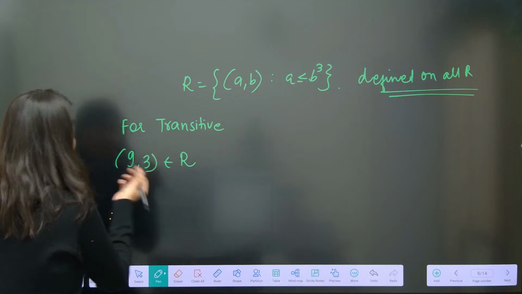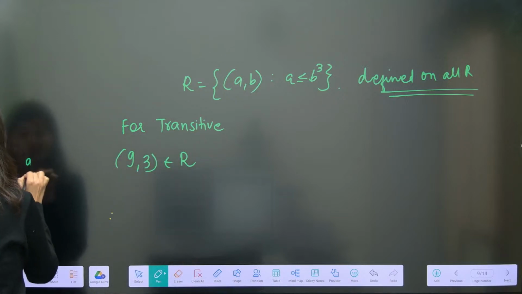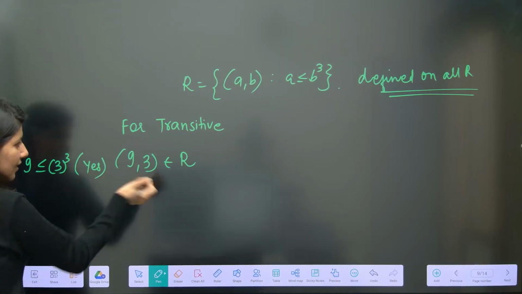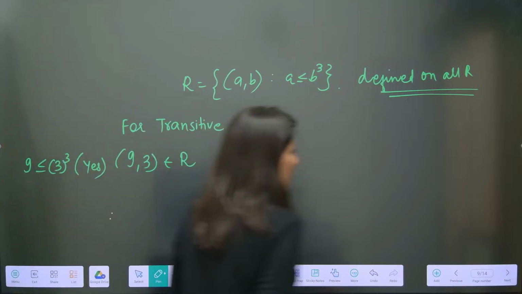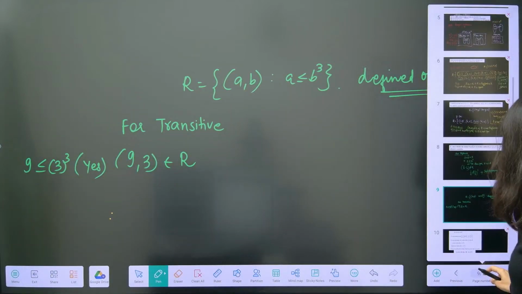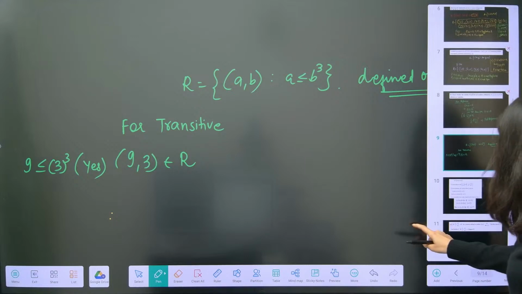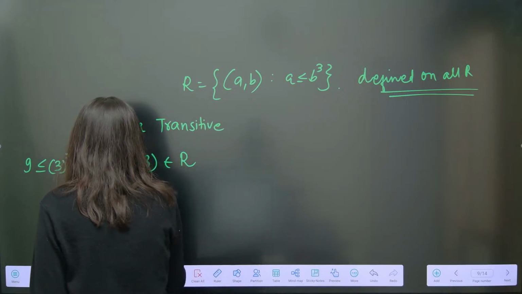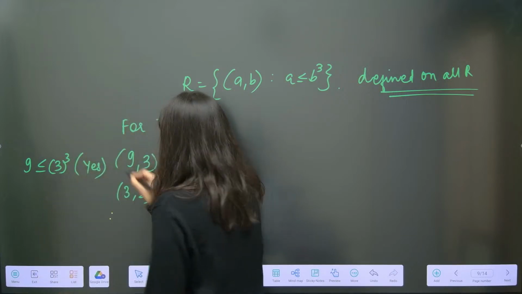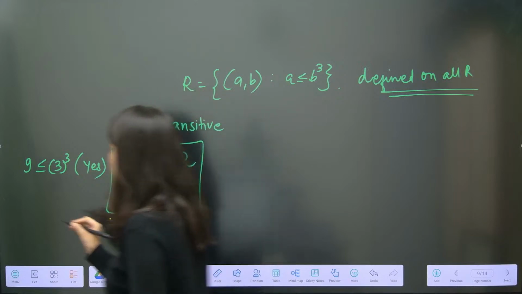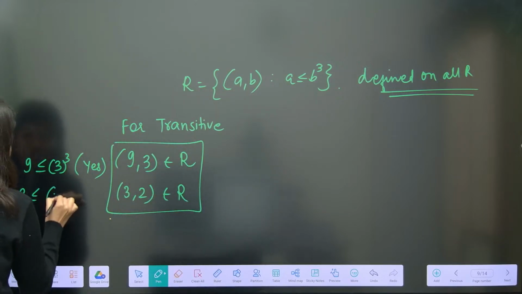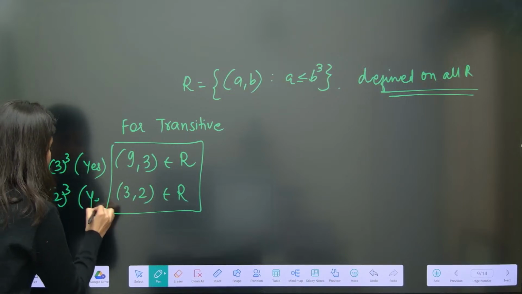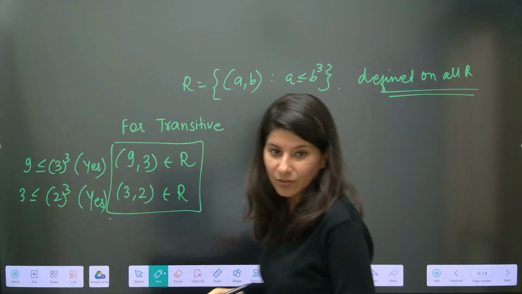So let us check, ma'am. (9, 3), because 9 is less than or equal to 3 cube. Ma'am, yes, it satisfies the condition. So it is satisfying (9, 3), okay. Now (9, 3) is right here. And now we will talk about (3, 2). Tell me, is (3, 2) belonging to your relation? Yes or no? So (3, 2), ma'am, 3 is less than or equal to 2 cube, so 3 is less than or equal to 8. So yes, this is also satisfying.